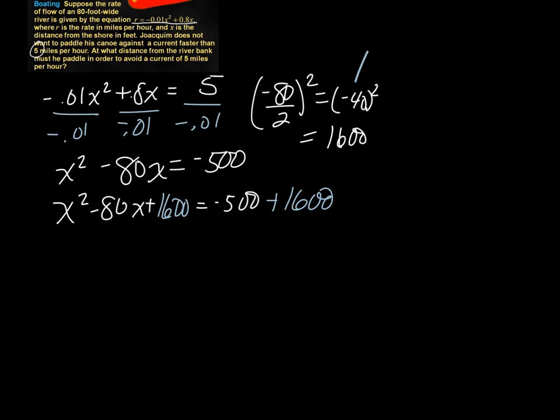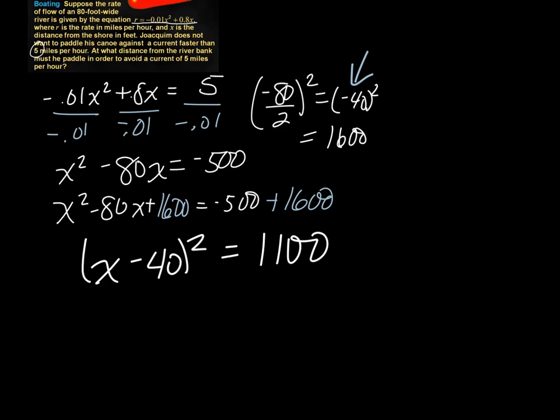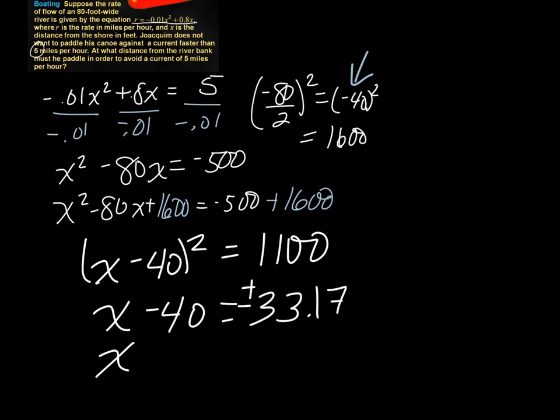And once again, I know what my perfect square is going to be. So it's going to be x minus 40 squared equals 1,100. Okay, now when I go to take the square root of both sides, I'm not feeling that's probably a perfect square. And sure enough, when I type it in the calculator, I got 33.17 and some change. I rounded to the nearest hundredth. Why not? So if I move the 40 to the other side, I'm going to have x equals 40 plus or minus 33.17.